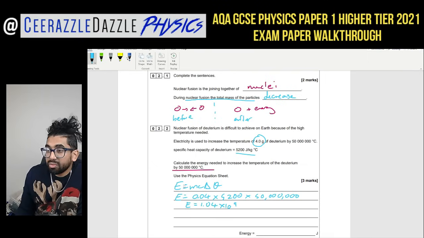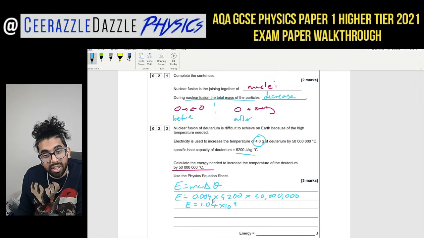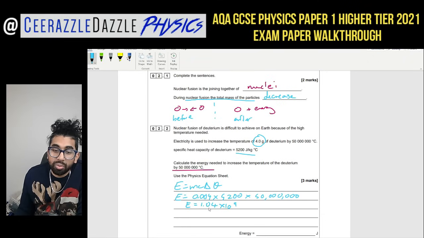Okay. Oh, careful. I've got that wrong. Okay, just noticing that I've made an error in regards to the mass. Don't forget 4 grams is 0.004. Yes, it's only 4 grams over here, so I have to divide it by 1,000. So even I've made that error there. So there we go. Then we end up with the energy being 1.04 times 10 to the power of 9 joules over here. Easy stuff. Okay, next one.